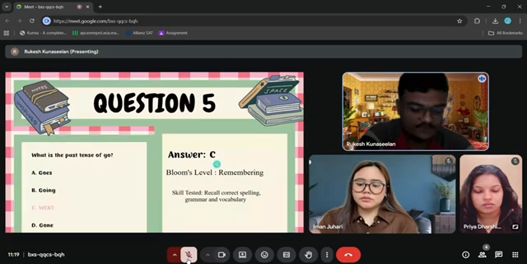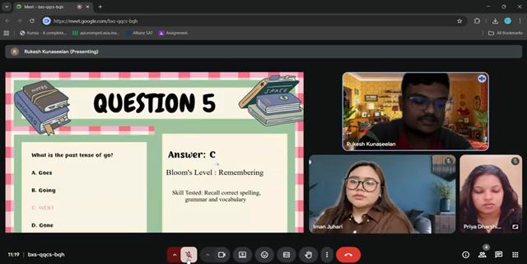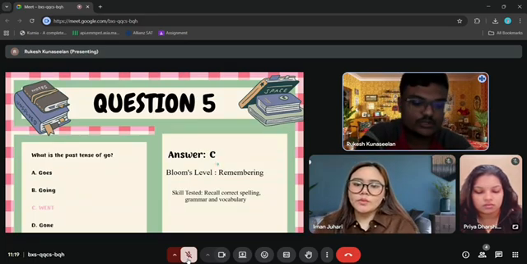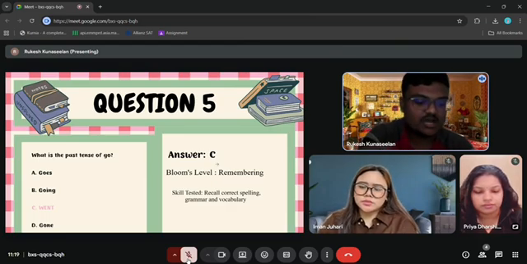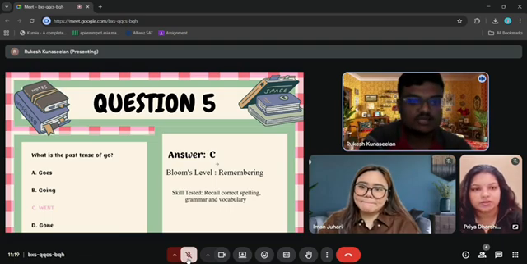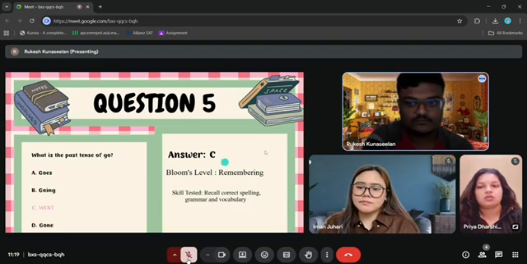Okay, now why is the answer C? Because go is an irregular verb, so its past tense is not goes but went. Example, present: I go to school every day. Past: I went to school yesterday. So the answer is C.